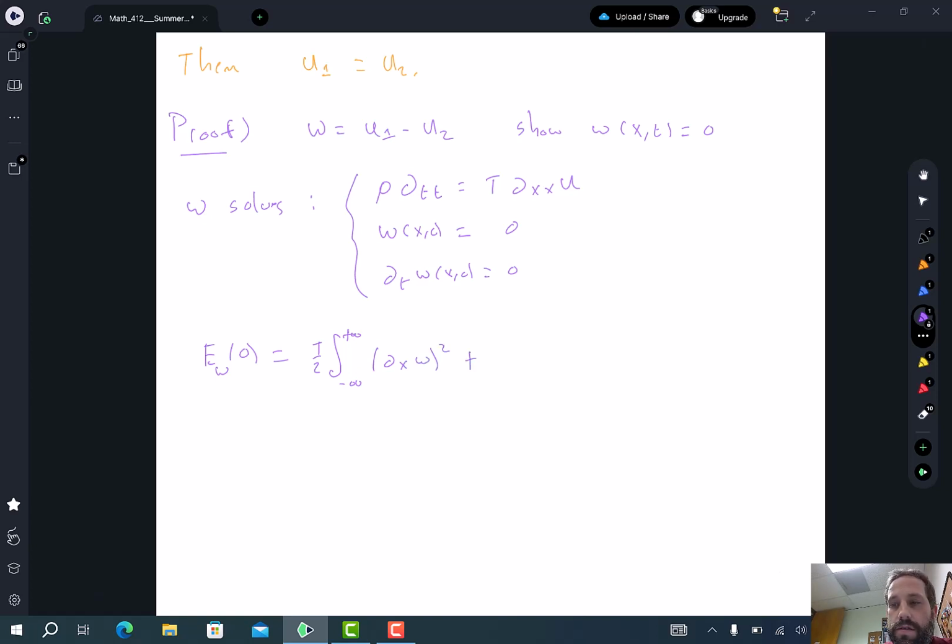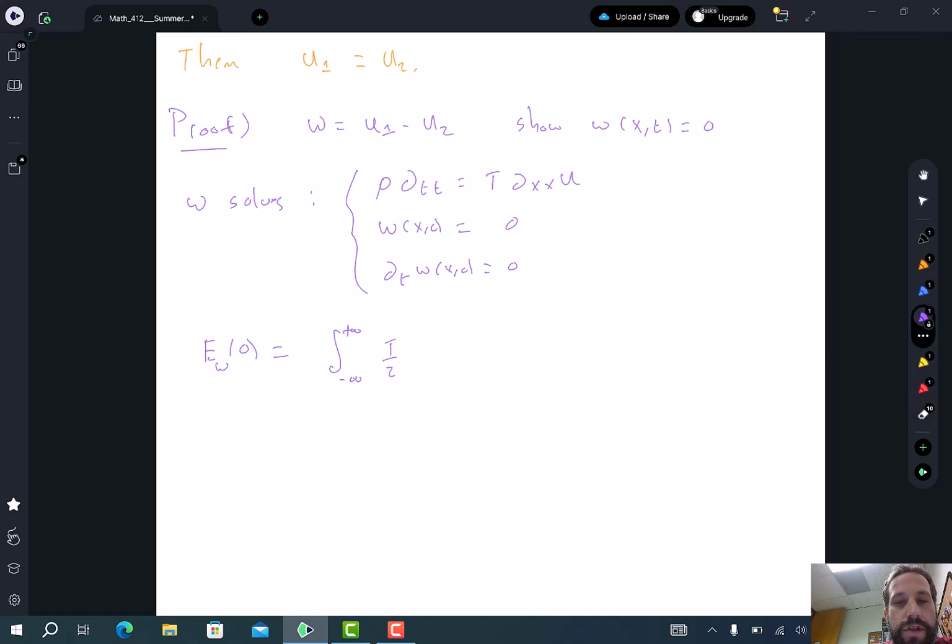Actually, I just want to write this as one integral. Let me be a little more precise here. So this is going to be the integral of T over 2 times the x derivative of W, that whole thing squared, plus rho over 2 times the t derivative of W, that whole thing squared, dx.